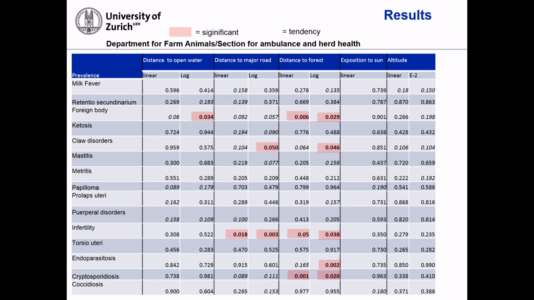Cryptosporidiosis was also significant, and you see we found several possible risk factors in this geographical data. A lot of other correlations were found, but there was only a tendency and not a significant correlation. Exposition to sun and altitude only showed tendency, but not a significant correlation.